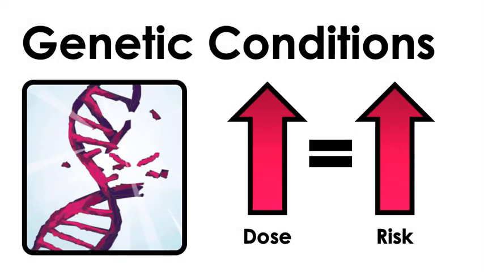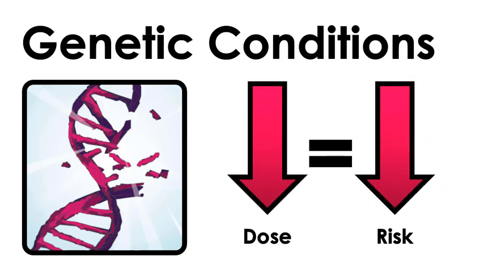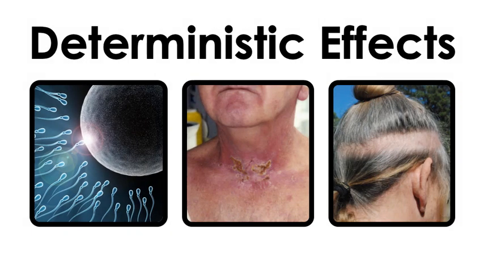Genetic conditions are also a stochastic effect like cancer. When radiation interacts with the germ cells of males and females, it is possible for damaged DNA to be passed on to future generations. Fortunately, the risk of this occurring can be minimized by reducing the dose. Decreasing radiation dose decreases the risk. So cancer and genetic conditions can be caused by any dose of radiation, but there's another class of effects called deterministic effects that are completely different.